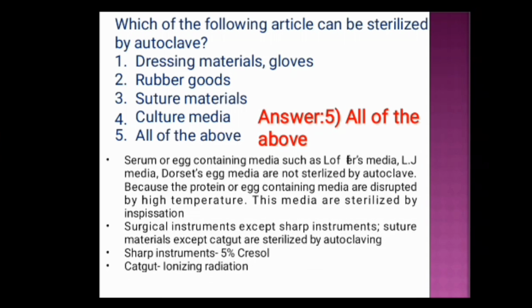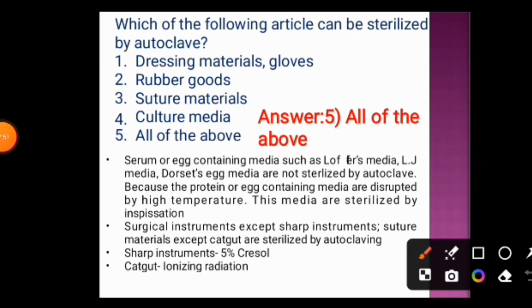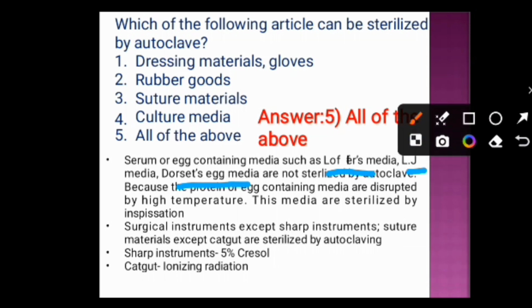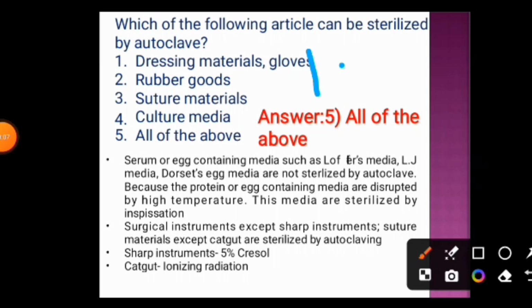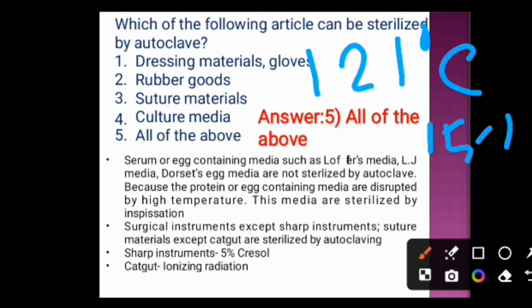Although culture media are sterilized in autoclave, serum or egg containing media such as Loeffler's serum slope, LJ media, that is Lowenstein-Jensen media, and Dorset's egg media are not sterilized by autoclave, because these are egg or serum containing media. The protein or egg in these media is disrupted by the high temperature of the autoclave. The temperature for autoclave is 121 degrees centigrade, for a time of 15 to 20 minutes.